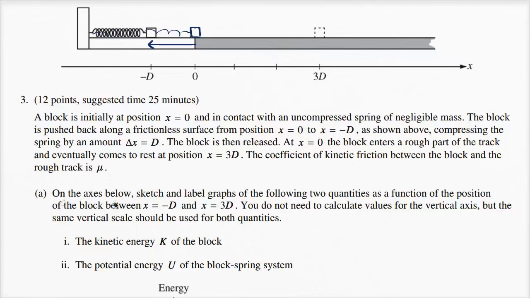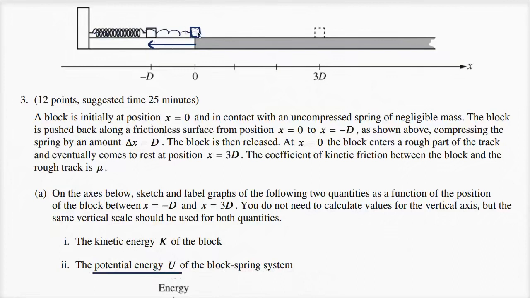All right, on the axes below, sketch and label graphs of the following two quantities as a function of the position of the block between x equals negative d and x equals 3d. You do not need to calculate values for the vertical axis, but the same vertical scale should be used for both quantities. So they have the kinetic energy of the block and the potential energy of the block spring system. So let's first focus on the potential energy, U.